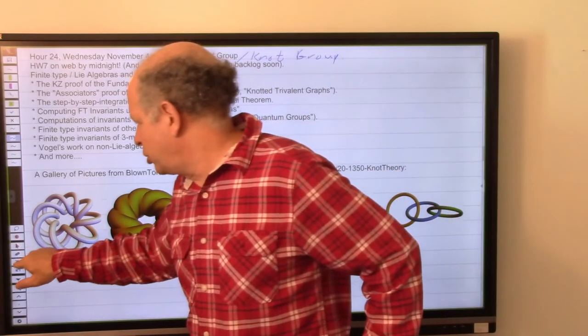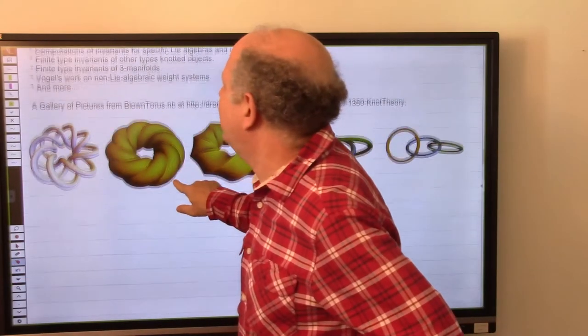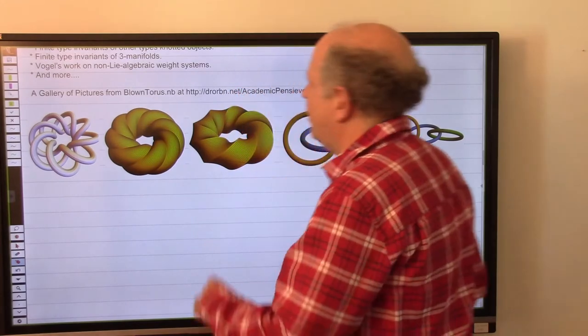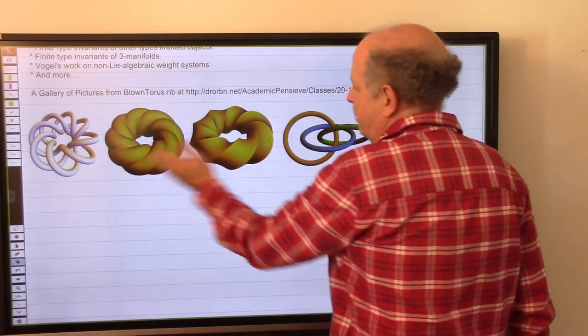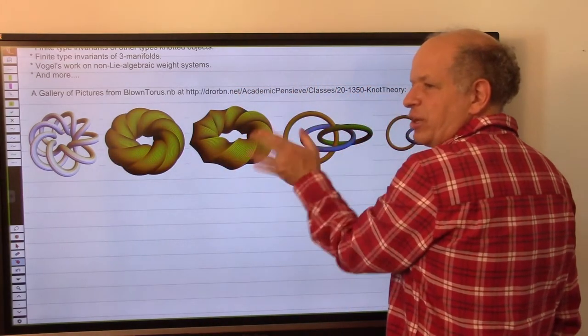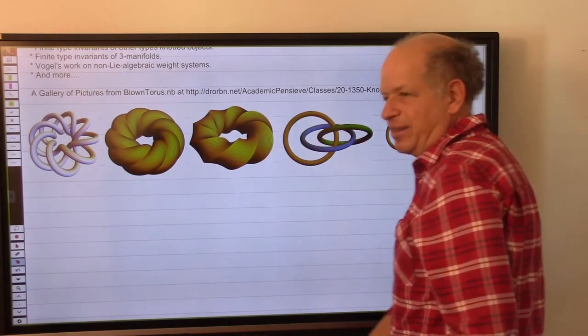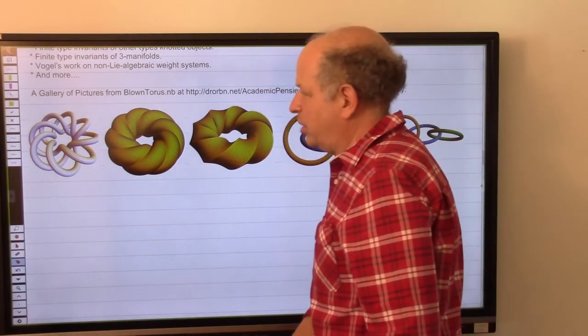So I'll say something a little bit more. These pictures are for use later. So for now, just ignore them. Later I'll drag them to where they should be.